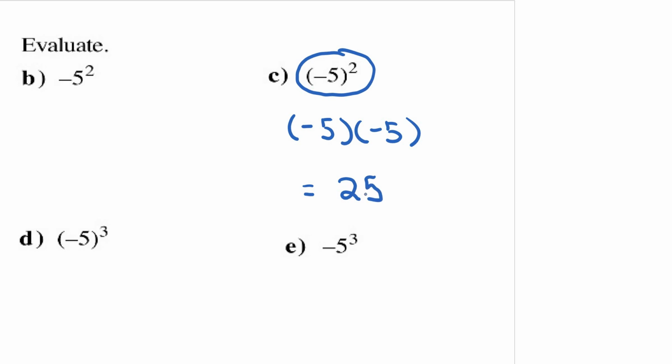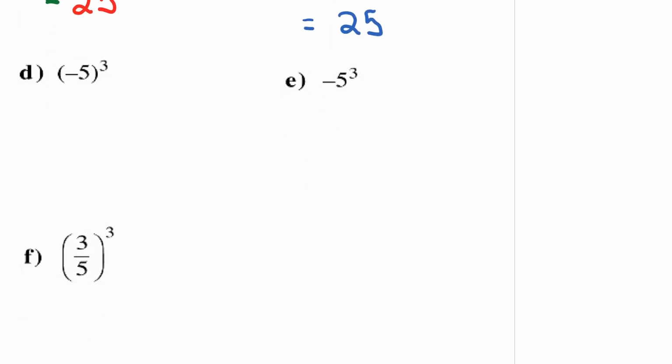Okay, whereas in letter B here, it's really the 5 to the power 2 that's being written as a repeated multiplication, and this minus sign is just tagging along. So the final answer here is a negative, and 5 times 5 is 25. All right, so letters B and C are different because of where the brackets are placed, so make sure you know the difference between B and C.